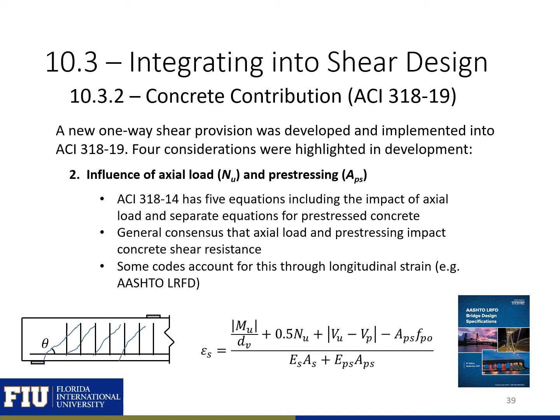The second consideration is the influence of axial load and prestressing. There's a general consensus that axial load and prestressing both impact the shear resistance, but the previous ACI 318-14 had 5 different equations that included the impact of axial load and separate equations for prestressed concrete. So some codes account for the effect of axial load and prestressing through longitudinal strain and have one equation for the shear resistance of our concrete. So these factors were considered in the development of ACI 318-19.